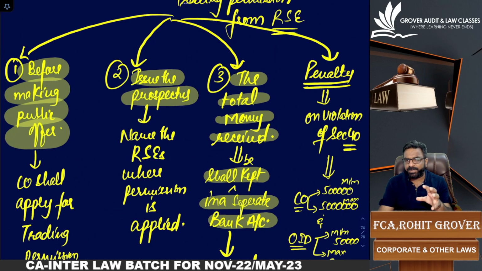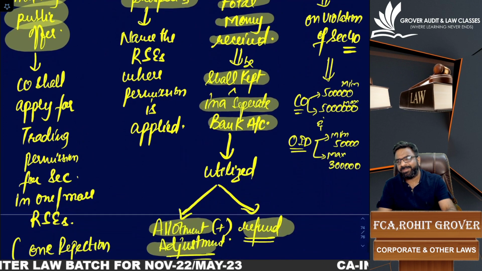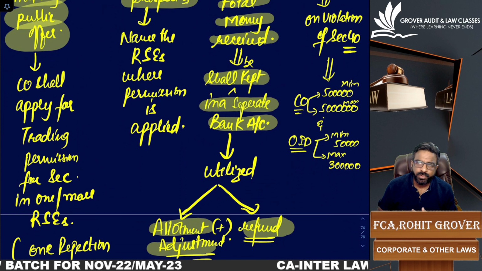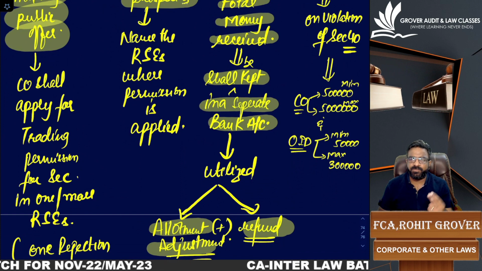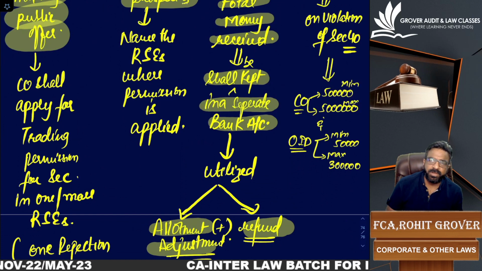On the company, how much penalty? It is minimum 5 lakhs, maximum 50 lakhs. And on the officer in default, minimum 50,000, maximum 3 lakhs. Is it clear? So if you do any violation in the first 3 points, point number 4 is going to penalize you. Yes, please write yes if you all understood.